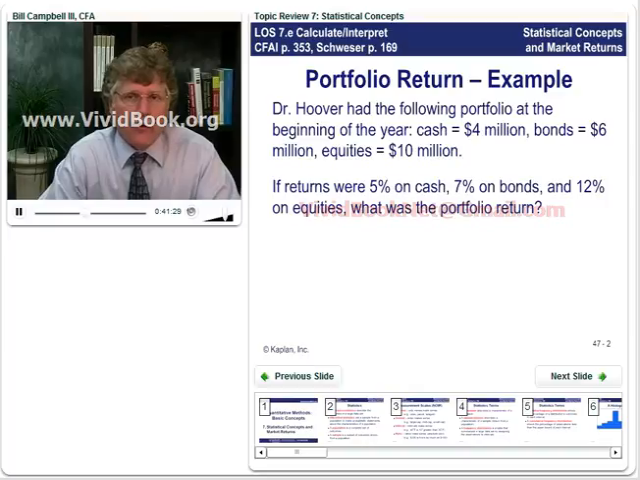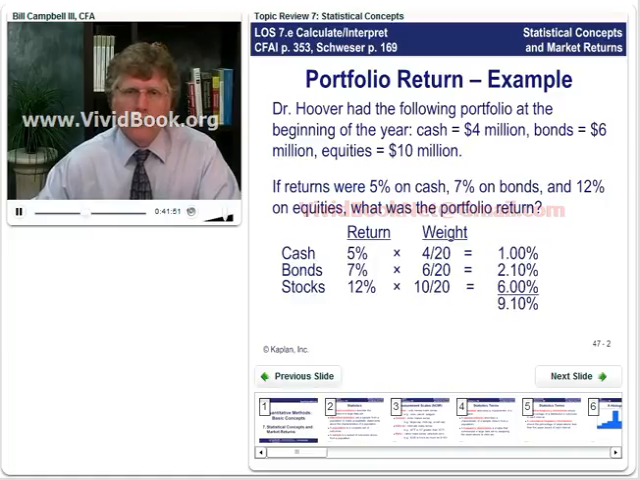You add up the total value of the portfolio to get 20 million, so you know the weight on cash is going to be 4 million over 20, or 1/5. The weight on bonds is going to be 6 million over 20 million, that's 30%. Weight on equities, 10 million over 20 million, 50%. So cash, the return is 5%. The weight is 4 out of 20, or 1/5. Multiply the return by the weight, we get 1%. Bonds, a 7% return. Its weight is 6 out of 20, or 30% of the portfolio. Multiply those together. Stocks, return is 12%. Weight is 10 out of 20, or 50% of the portfolio.